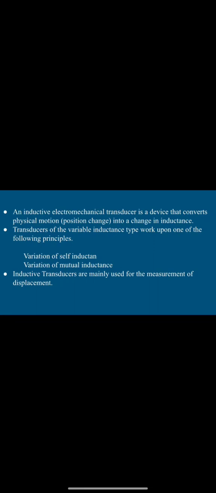The transducers of variable inductance type work on the following two principles: the variation of self-inductance and the variation of mutual inductance. The inductive transducers are mainly used for the measurement of displacement. The displacement to be measured is arranged to cause variations in any of the three variables such as number of turns, geometric configuration, permeability of magnetic materials.